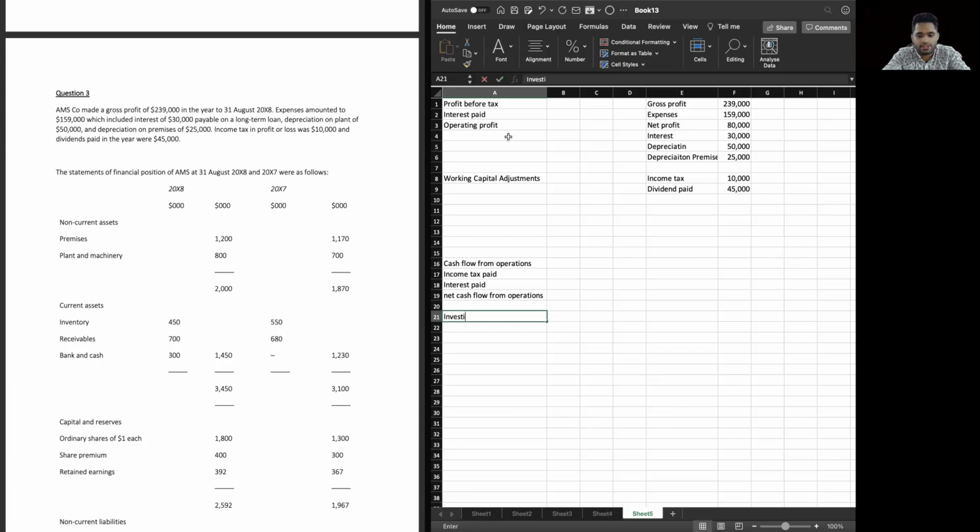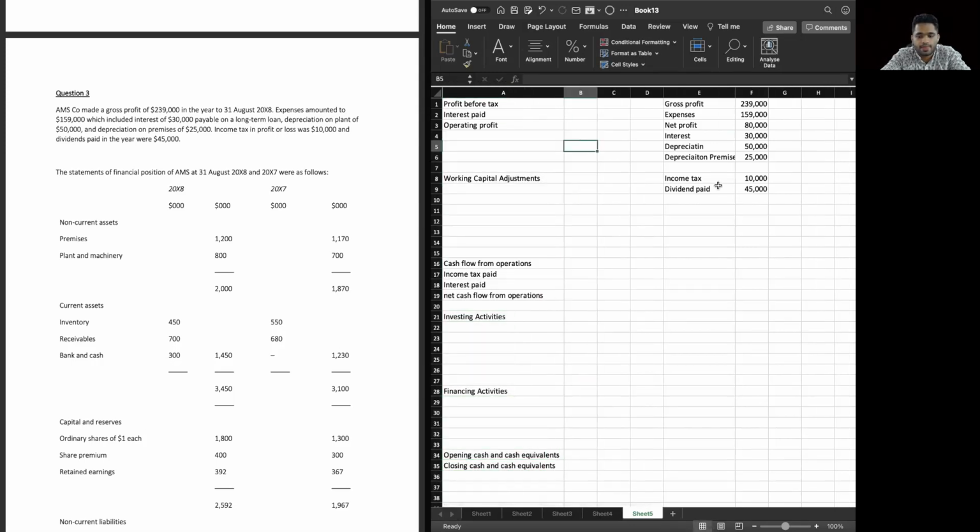So you will have your investing activities and financing activities. You will have your opening cash and cash equivalents. Then your closing cash and cash equivalents. Right. So let's begin.